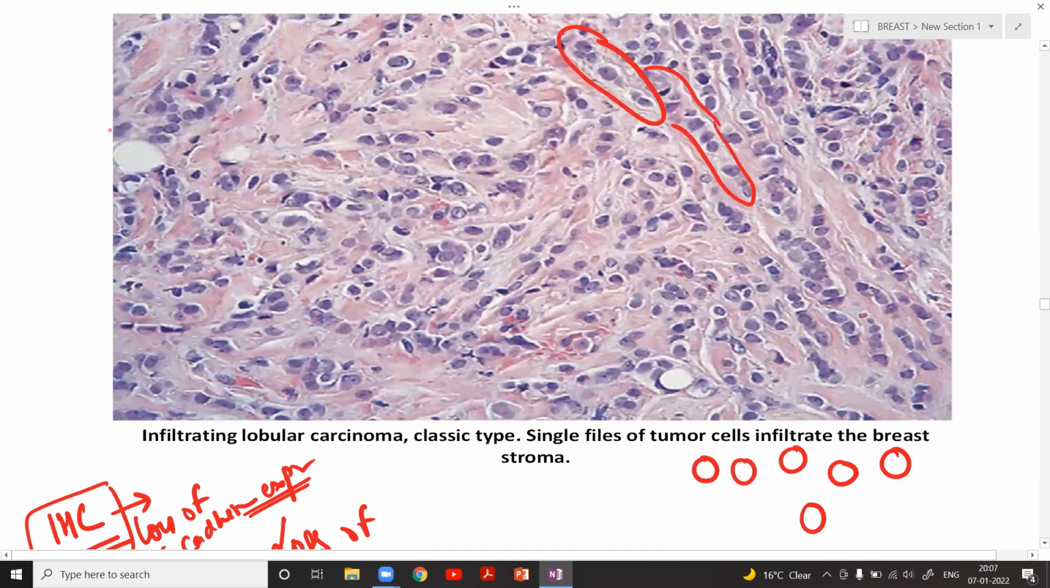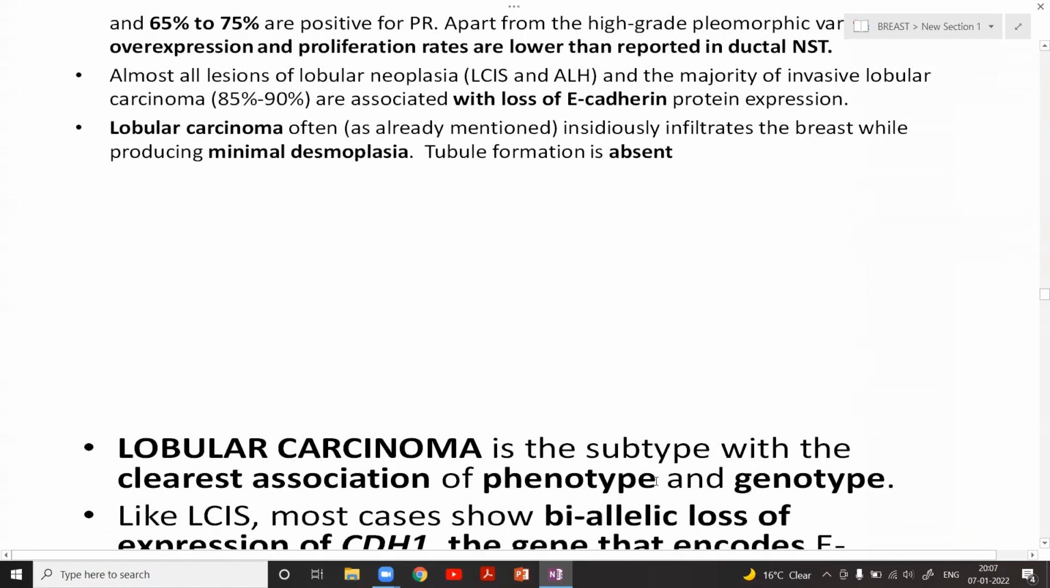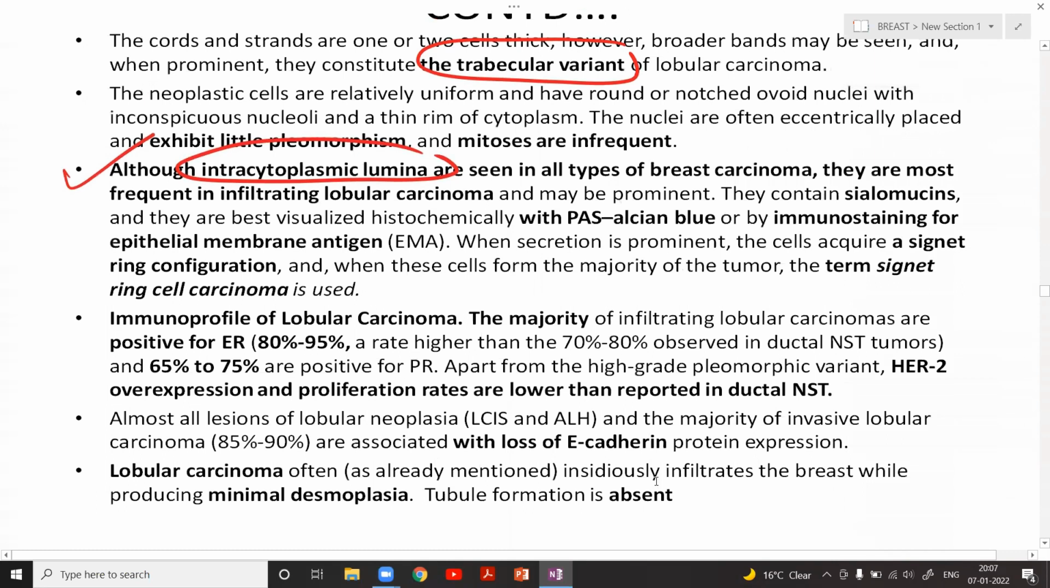Can you appreciate certain cells over here? What do they look like? They have certain cytoplasmic lumina. That means they are containing intracytoplasmic mucin. Okay, the mucin is present over here. So they contain mucin, and when this type of cell predominates, then we call this kind of tumor signet ring cell carcinoma. They look like signet ring cells.